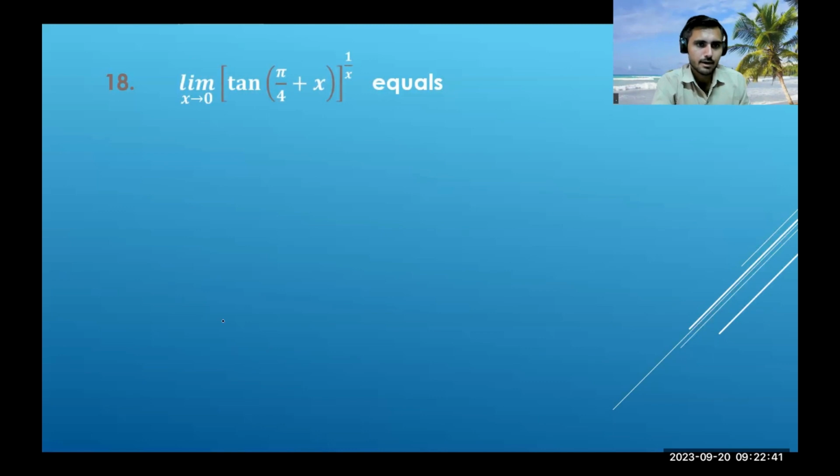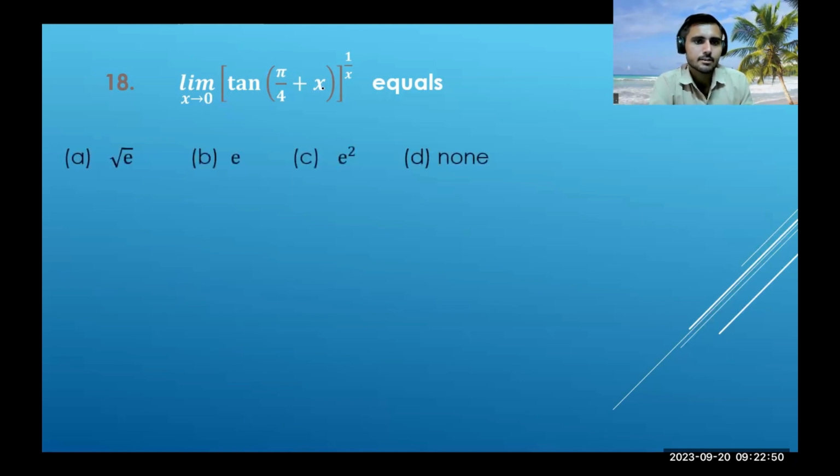Now we have question number 18. Again, I think we have the same format. We'll put the limit here. So tan of pi by 4 plus 0 means tan pi by 4, which is 1. And we have 1 raised to the power infinity.